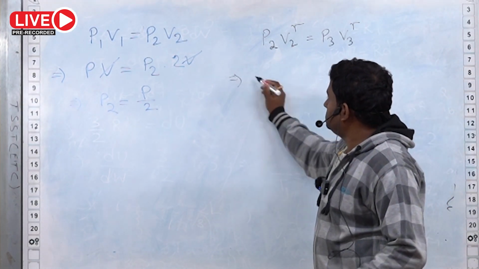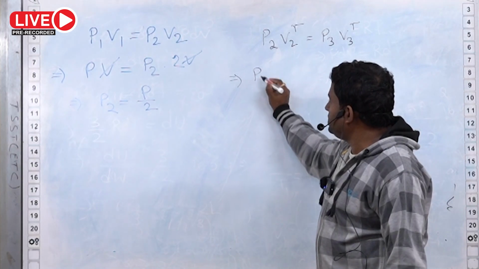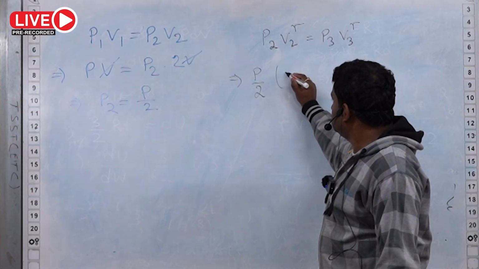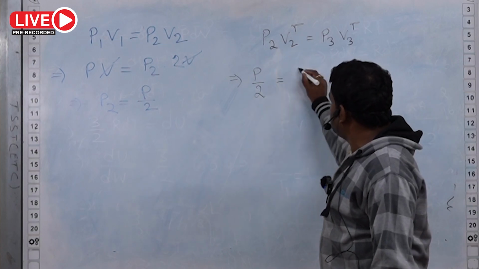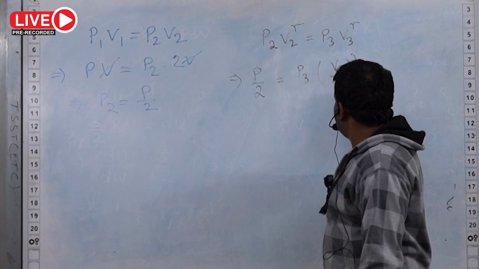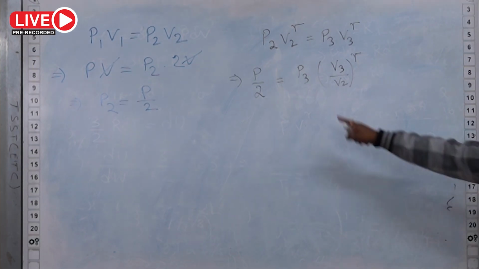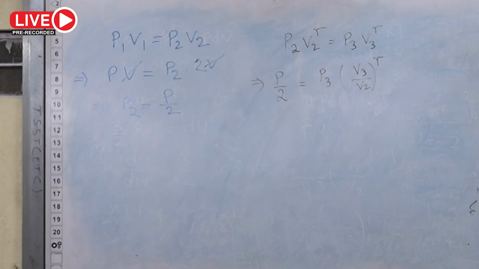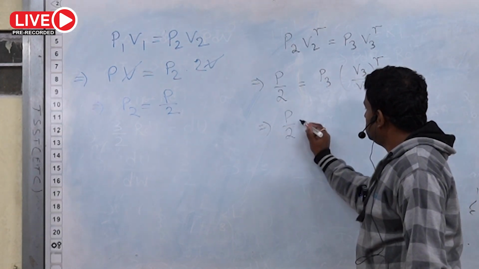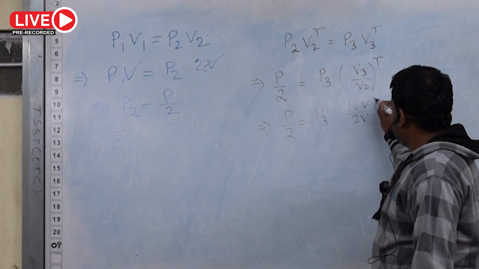Now P2, we have already calculated, is P by 2. V2 is 2V. So it can be written as P2 equal to P3 into V3 by V2 whole to the power gamma. I divide this V2 to the power gamma on this side. Now V3 is 16V. So write P by 2 equal to P3 into 16V by 2V to the power gamma.